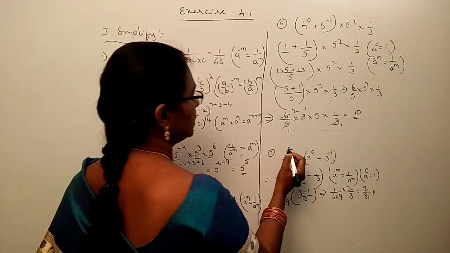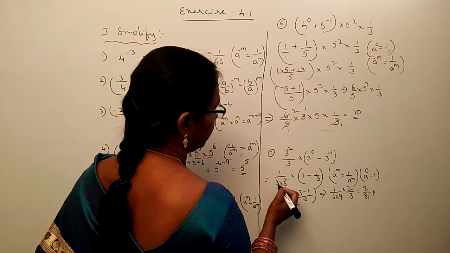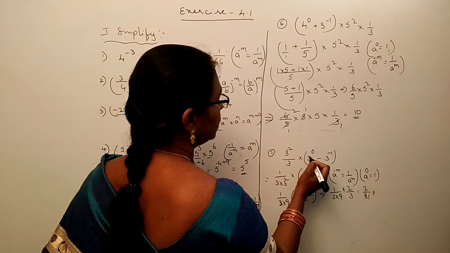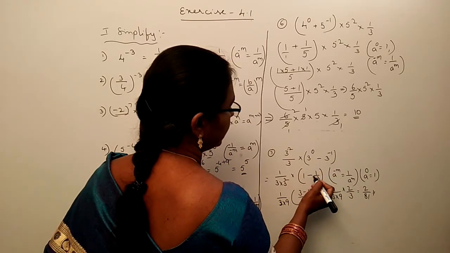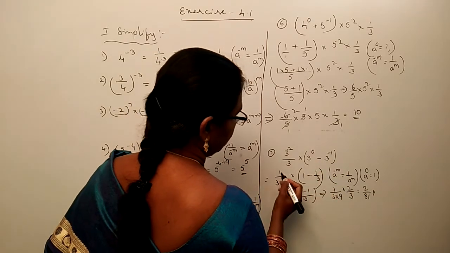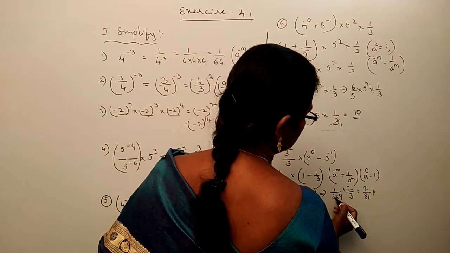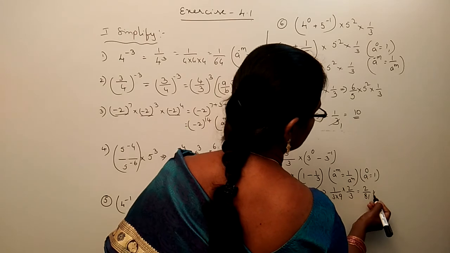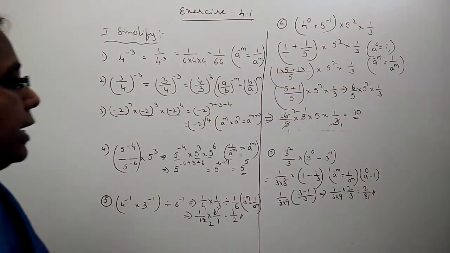Now how to do? First we have to change negative as positive, means it will come in the denominator. 1 by 3 into 3 square. 3 to the power of 0, 1. 3 to the power of minus 1, 1 by 3. 1 minus 1 by 3, 2 by 3. 1 by 3 into 3 square, 9. Now 2 1s are 2. 3 into 9 into 3, 81. Then what is the answer? 2 by 81. This is the simplification of exponents.